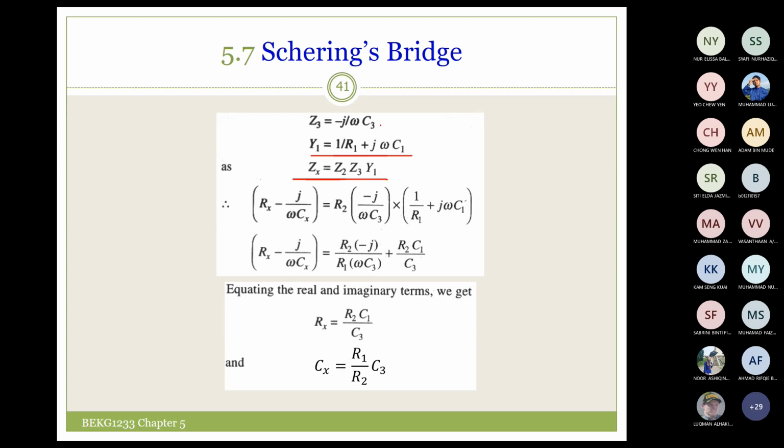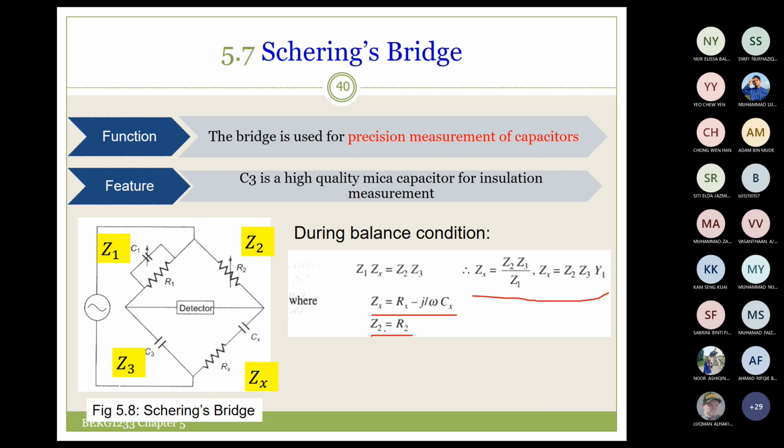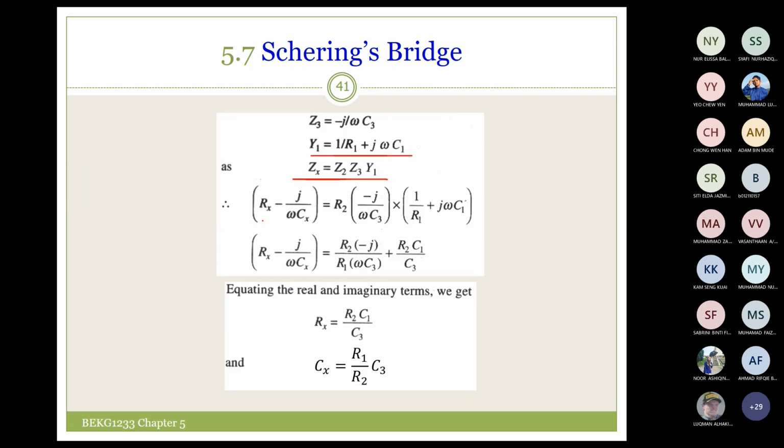Then we substitute the values of Y1, Z2 and Z3 from the previous, and then we can get Rx minus j over omega Cx equal to R2 multiplied with minus j over omega C3 multiplied with 1 over R1. This is Z2, this is Z3, and this is Y1.